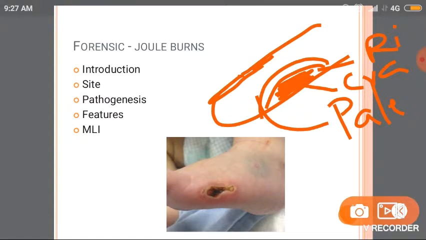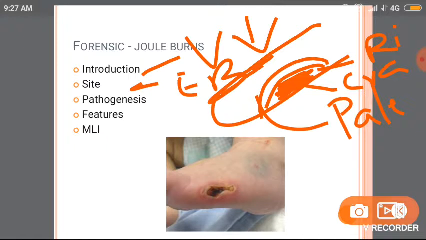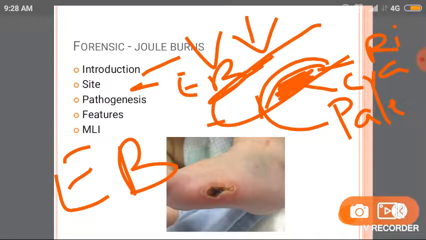This is not caused by very high voltage. The voltage will be low, and it is also called endogenous burn. Most commonly it affects the palmar aspect of the hand. Then how does it form? The current creates heat, heat creates a blister, then the current ceases, the heat goes down, and the blister cools and collapses to leave a crater with a raised rim. So remember, it is also called endogenous burn.